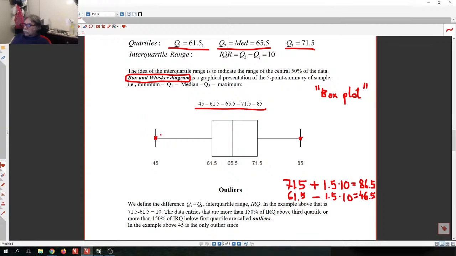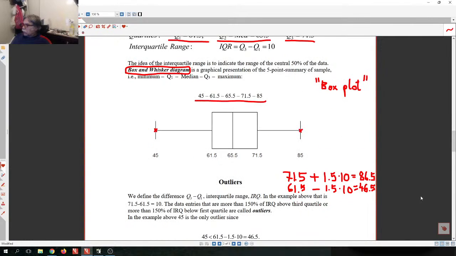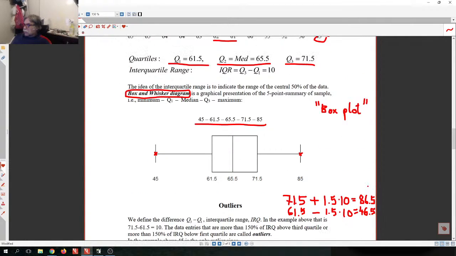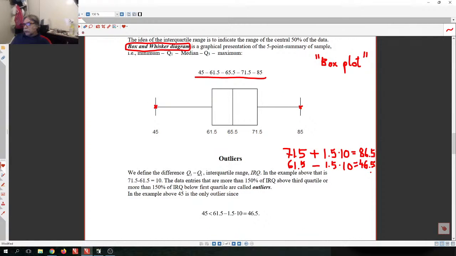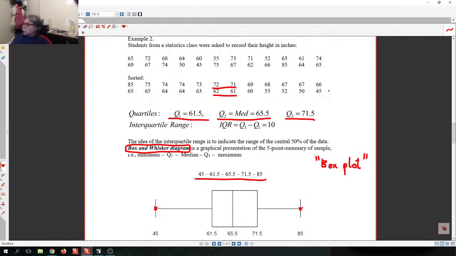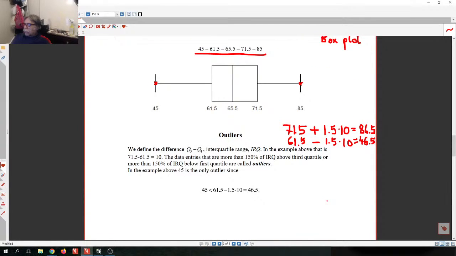So that would be something like here. Okay, so this guy is an outlier. Is there anything else? This guy is an outlier. 45 is below the boundary for the outliers, 46.5. This guy is not an outlier. It's not beyond that boundary. Below, this guy is out. So the rule is very simple. If you are looking for outliers, it will have to be more than 150% above the quartile 3, or 150% below the quartile 1.